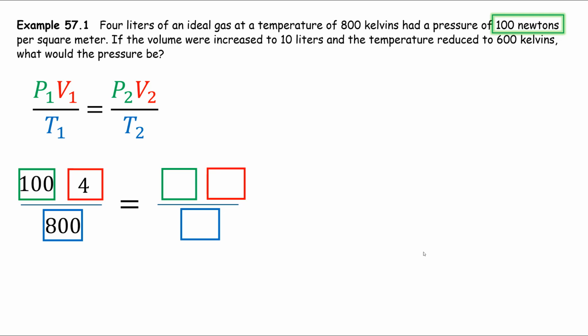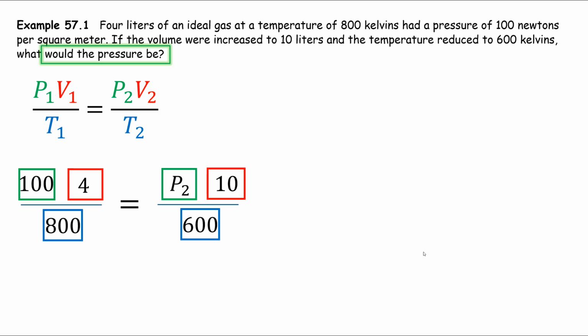Now we're changing things. It says if the volume were increased to 10 liters. So now in the red box on the right side of the equation, we're going to put the volume that we change it to, which is 10. And the temperature is reduced to 600 Kelvin. So where we have temperature, T sub 2, we're going to put 600. And the question is, what would the pressure be? And so that's what we don't know. We don't know P sub 2.